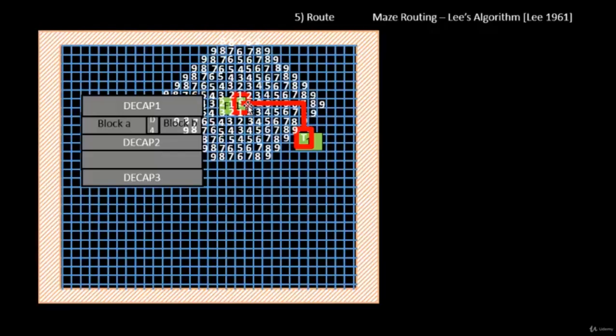So we'll try to cover a complete set of videos on algorithms, not over here, because the purpose of these video lectures is to cover the physical design flow or physical design stages, and routing is one of them. So this is one of the algorithms that we just discussed.